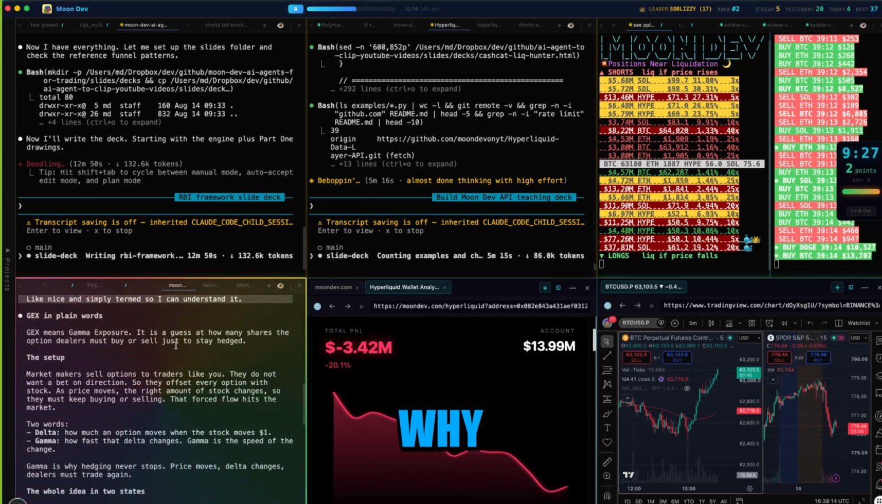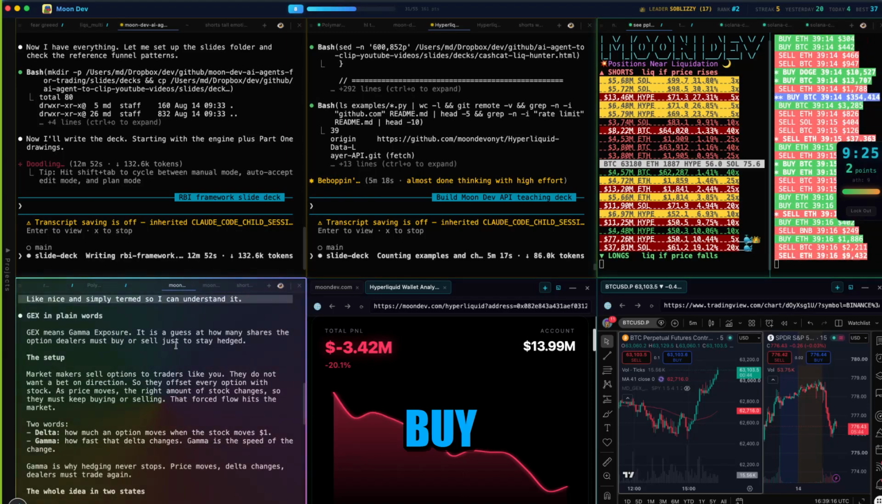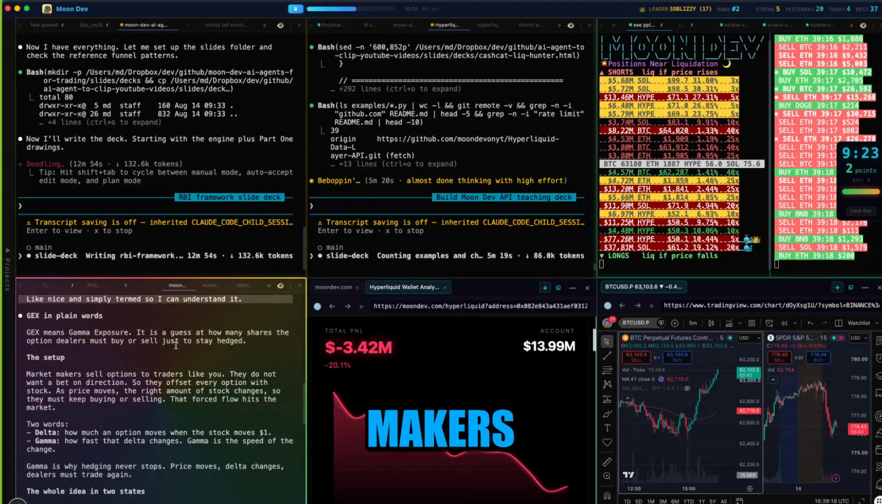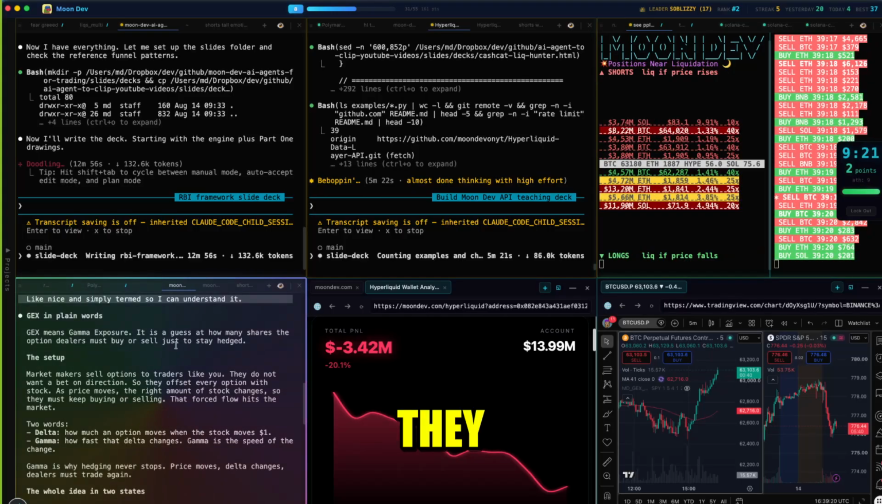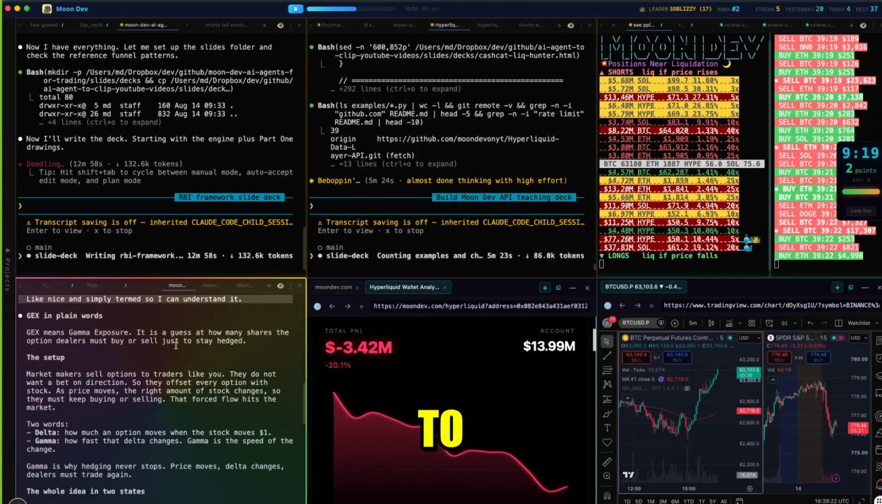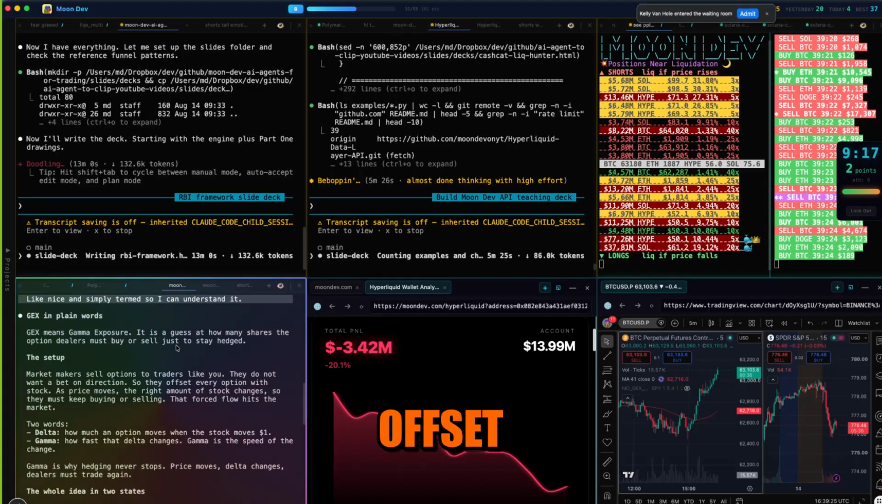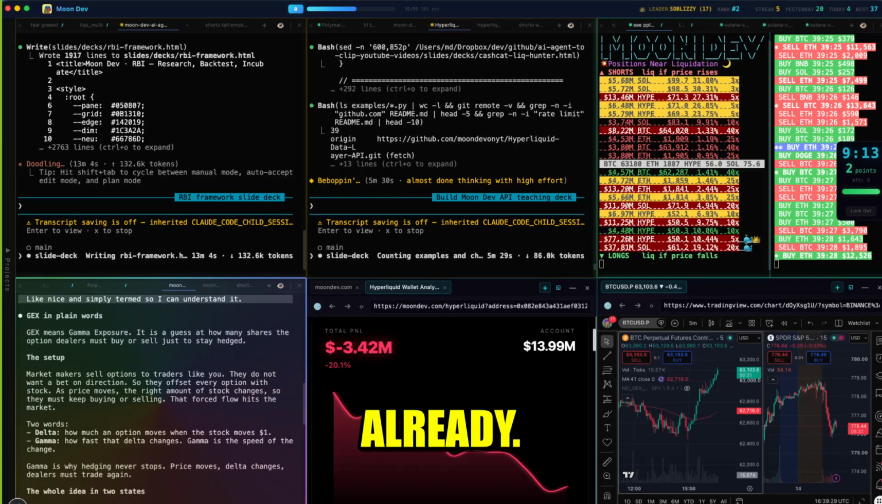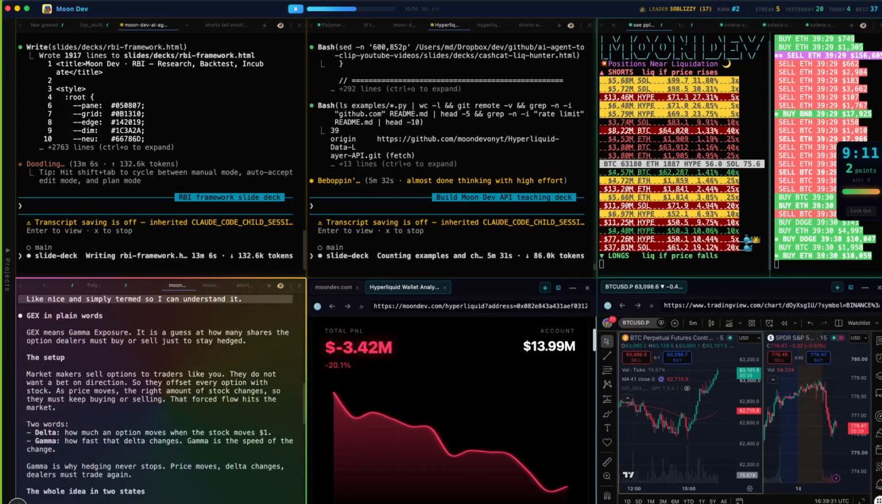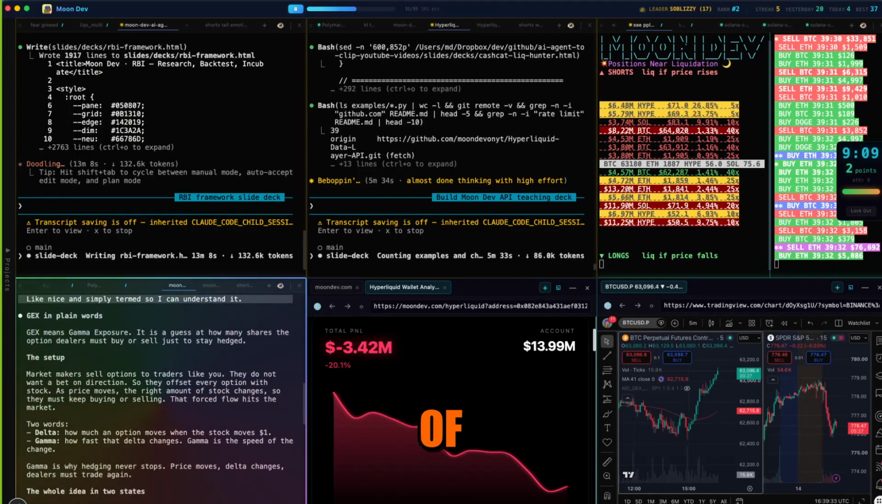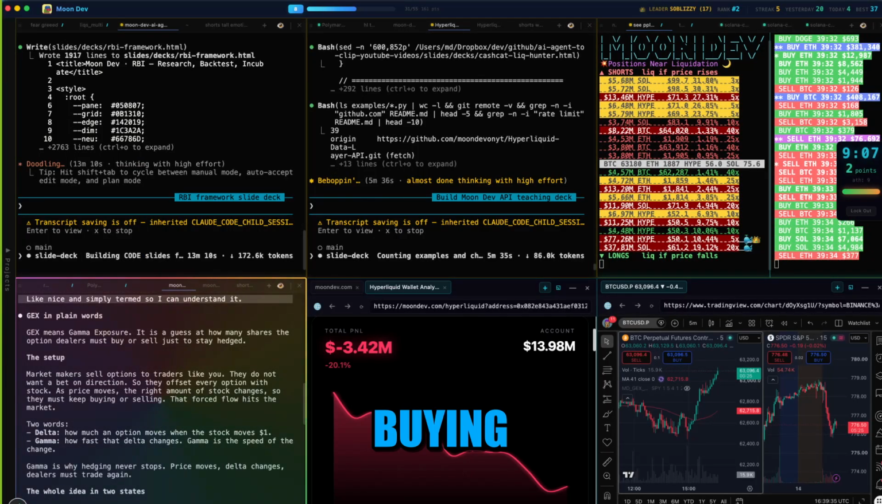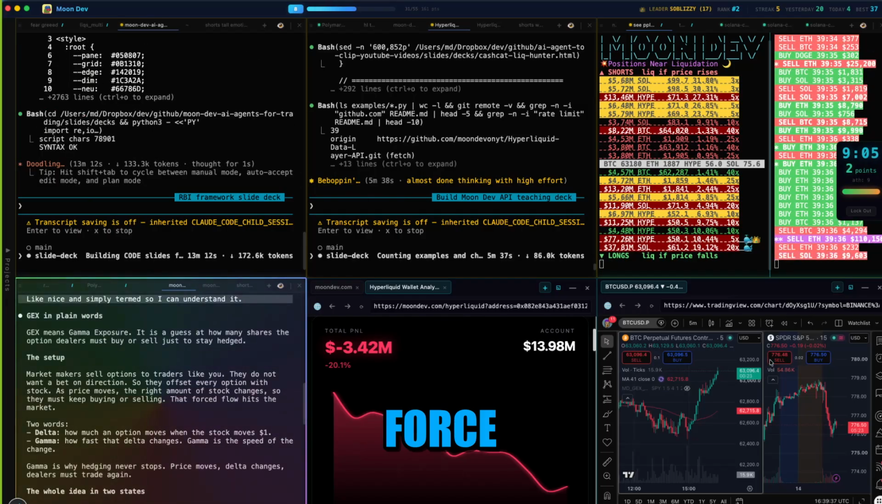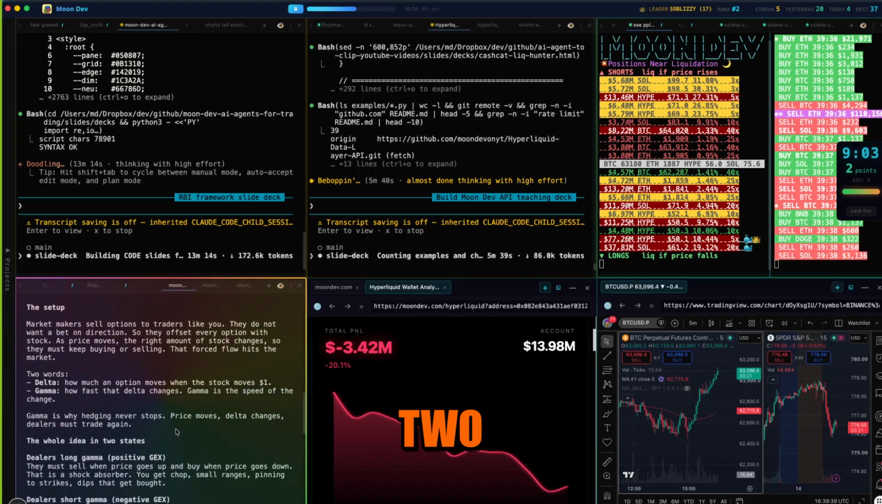Okay, I see why that's interesting, because if they have to buy them to stay hedged, the setup: market makers sell options to traders like you. They do not want to bet on direction, so they offset every option with stock. Okay, I can see it. I can see it already. I can see why this is useful. As price moves, the right amount of stock changes, so they must keep buying or selling. That forced flow hits the market.